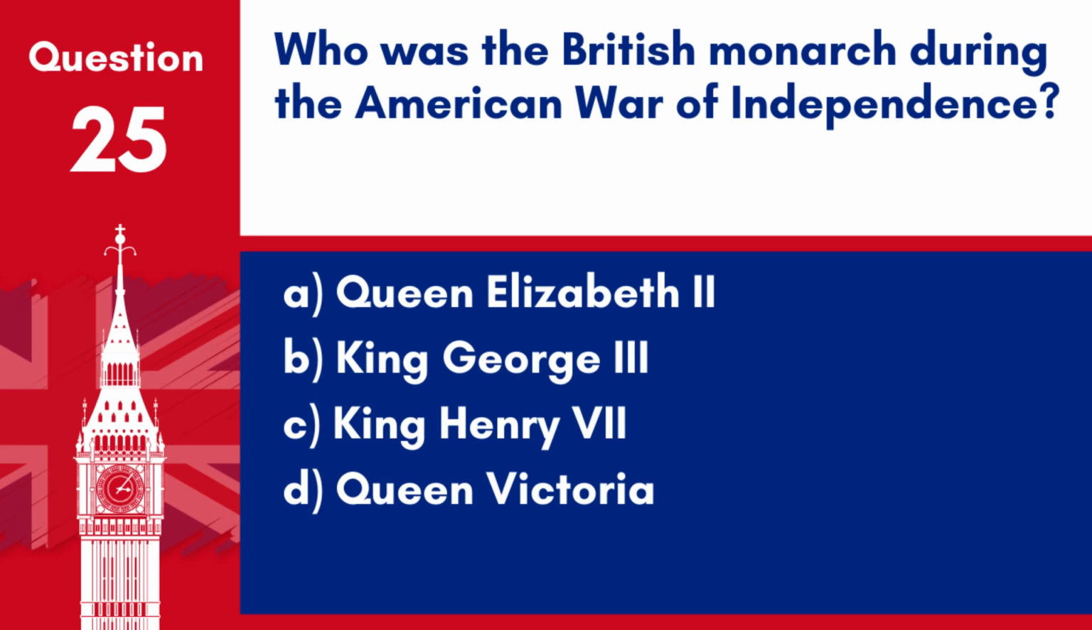Question 25. Who was the British monarch during the American War of Independence? A. Queen Elizabeth II. B. King George III. C. King Henry VII. D. Queen Victoria. Answer B. King George III. King George III was the British monarch during the American War of Independence.